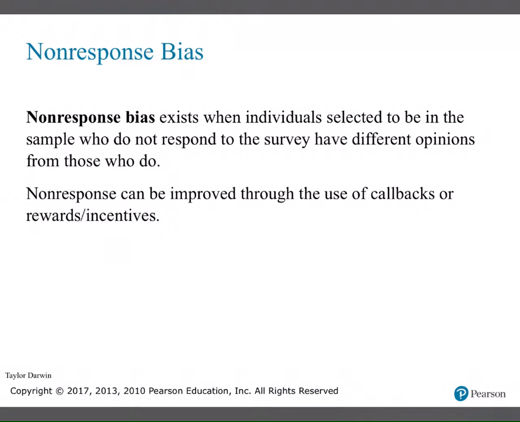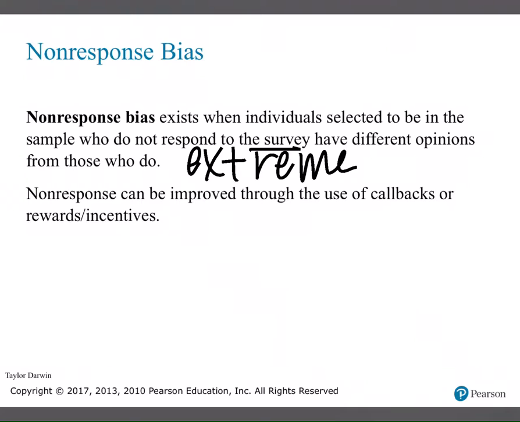Non-response bias exists when individuals selected to be in the sample do not respond to the survey, and have different opinions from those who do. Non-response can be improved through the use of callbacks or rewards. And so a lot of the time, especially with surveys, you're only going to get extreme opinions.